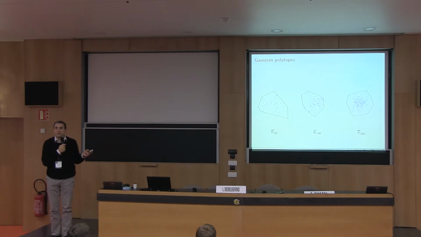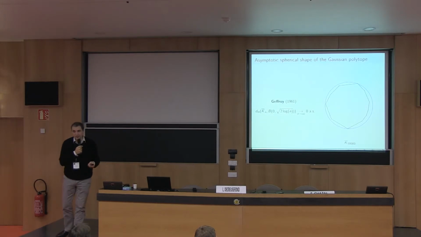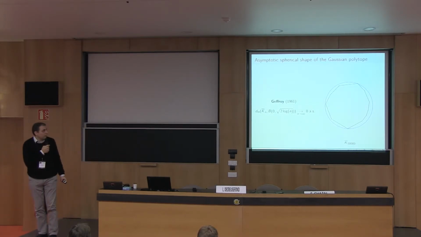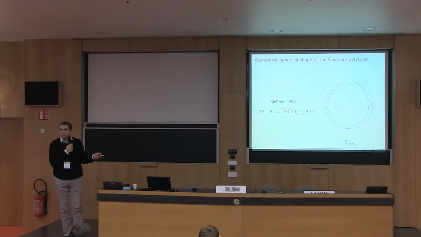It seems that the more you throw points, the closer the convex hull is to a ball. It seems that there is asymptotically a spherical shape due to the invariance by any rotation of the Gaussian distribution. And indeed, there was a result due to Geffroy in 1961, which shows that almost surely the Hausdorff distance between the convex hull of n points distributed with the Gaussian distribution, and the ball centered at the origin and of radius square root of 2 log n, goes to 0 when n goes to infinity.